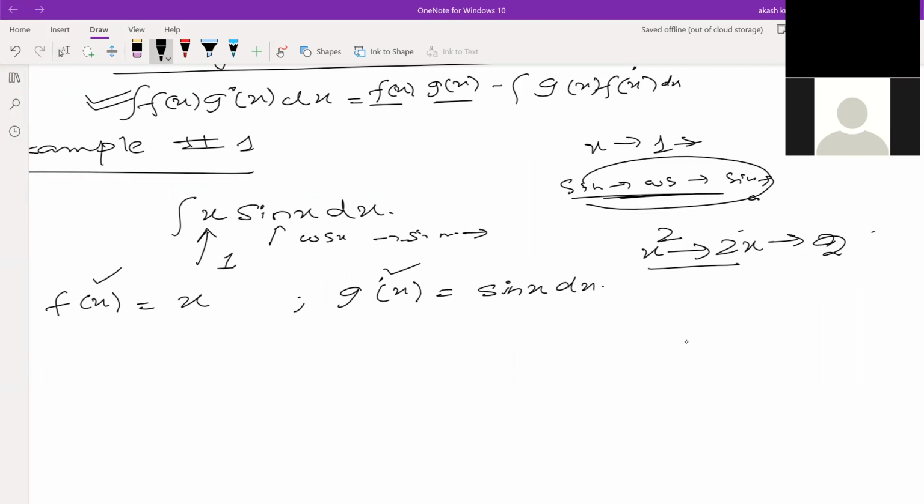Okay, we have f of x, we don't have g of x. We have to find out g of x from g dash of x, and we don't have f dash of x yet. We can easily find f dash of x if we differentiate it.